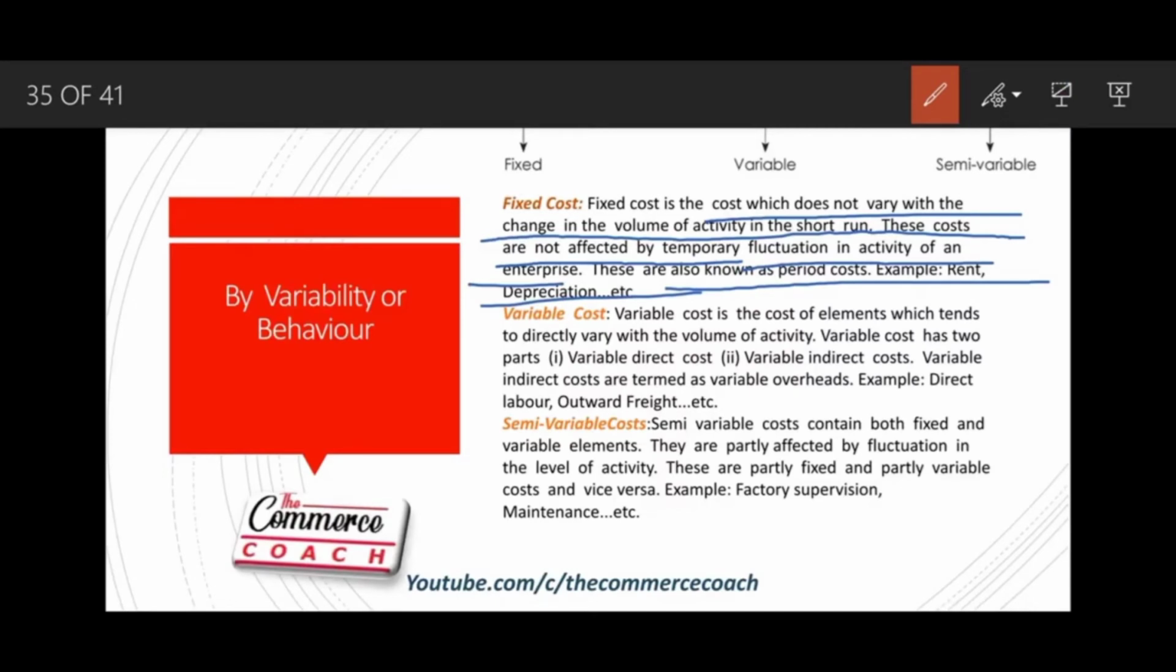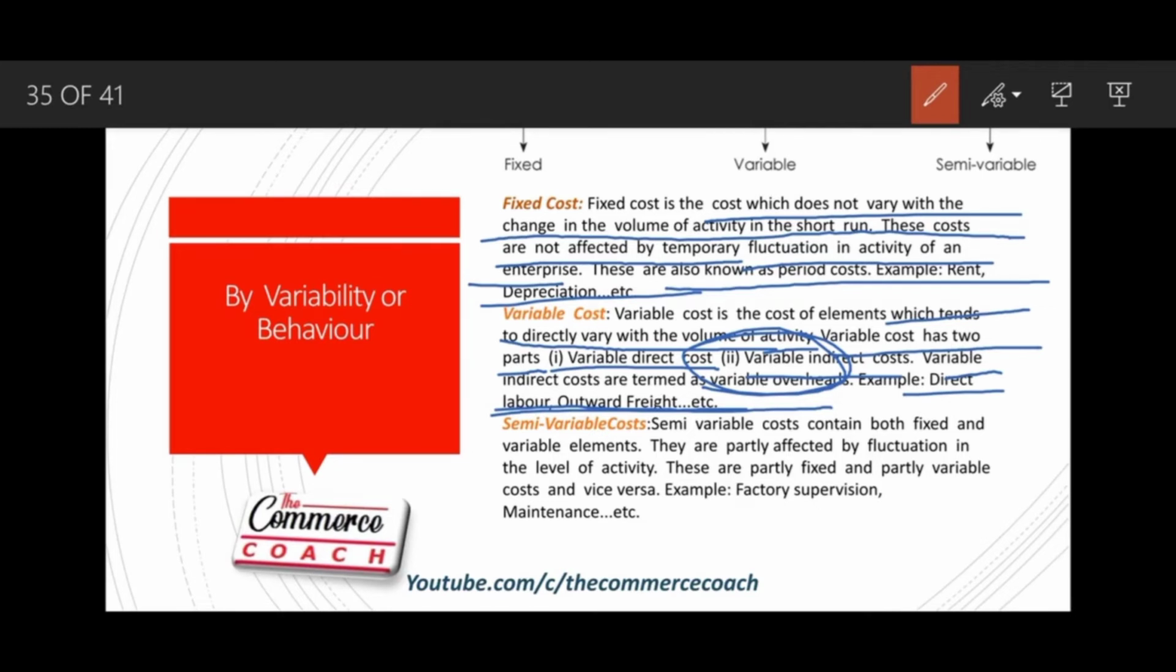Now variable cost. Variable cost is the cost of elements which tends to directly vary with the volume of activity. Variable cost has two parts: variable direct cost and variable indirect cost. Variable indirect costs are termed as variable overheads. Examples: direct labor, outward freight, etc.